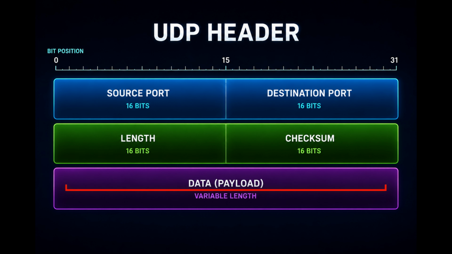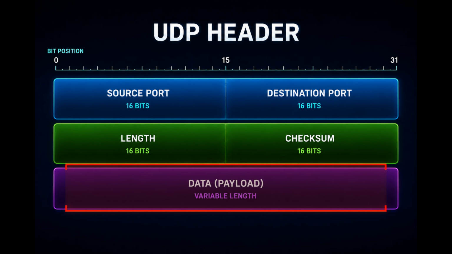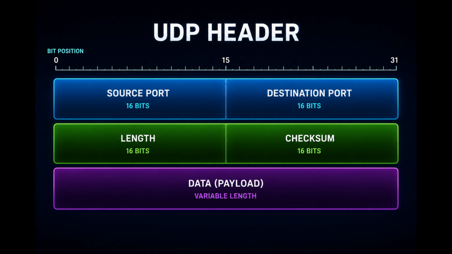Finally, we have the data, also known as the payload. This is the actual information being transmitted, such as a DNS query, a voice packet, or a game update. The size of the payload can vary depending on the application. As you can see, the UDP header contains only the essential information required to deliver data. There are no sequence numbers, acknowledgements, or connection management fields. This simple design keeps the overhead low, making UDP an ideal choice for real-time applications where speed is more important than guaranteed delivery.